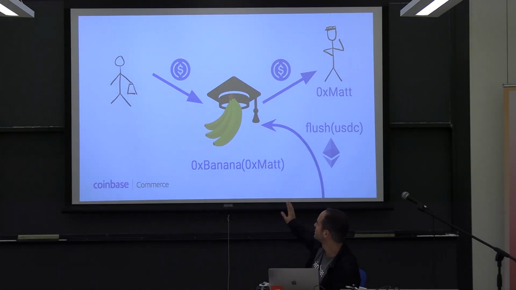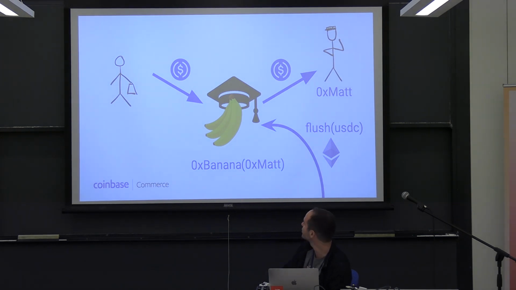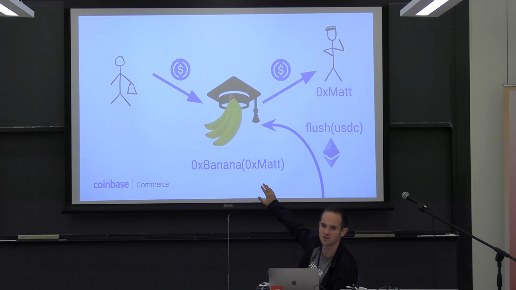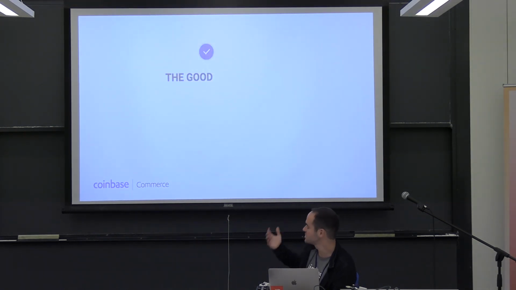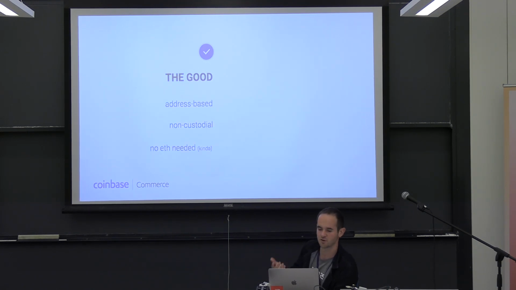And I do hope that at this point you can see how these forwarders solve our problem. We could essentially deploy a bunch of these forwarders, whenever somebody pays, we could call the flush function, and essentially the funds would go wherever they need to go. So this is all good. The good thing about this solution is that it's address-based, so anybody could pay, whether they have a mobile wallet, whether they have a Web3 compatible one, or they're just using an exchange.